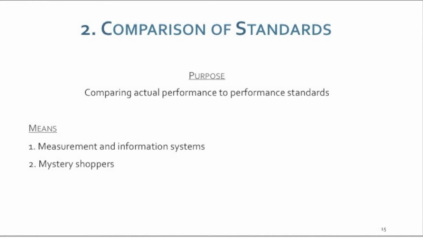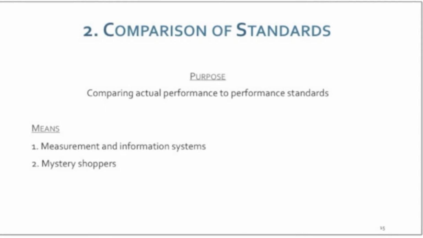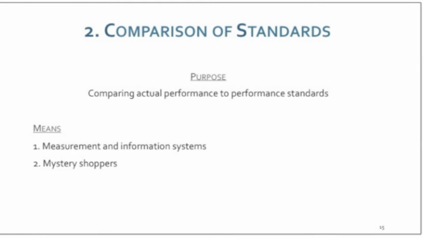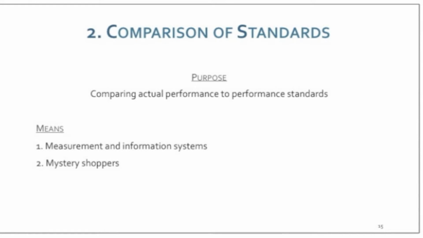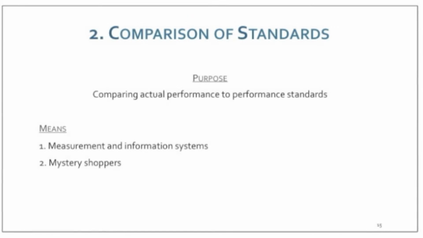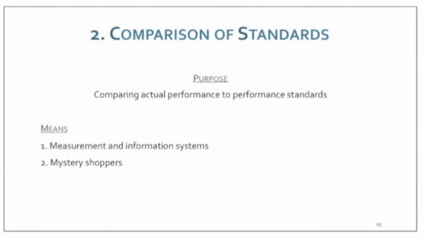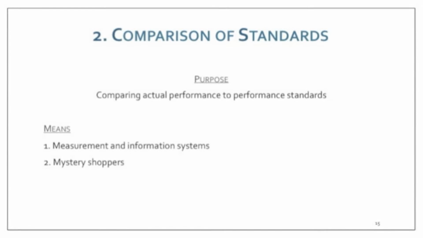Then you have comparison of standards. The purpose is to compare actual performance to performance standards. Now you can have different means. You have either measurement and information systems, so you use different systems to measure the performance, or you have also the mystery shoppers. We can think of, for example, department stores.